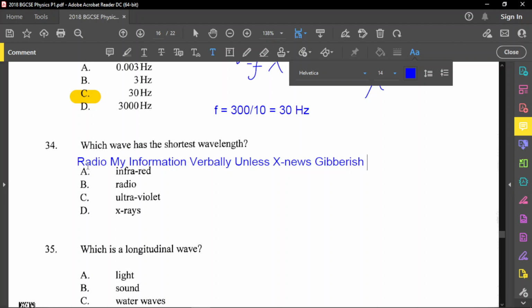So how are we doing this now? R is radio. M is our microwave. I is our infrared. V is our visible light, and U represents UV, which is ultraviolet light, and then X is our X-ray, and G, which is gibberish, will be our gamma. And it moves from the longest to the shortest.